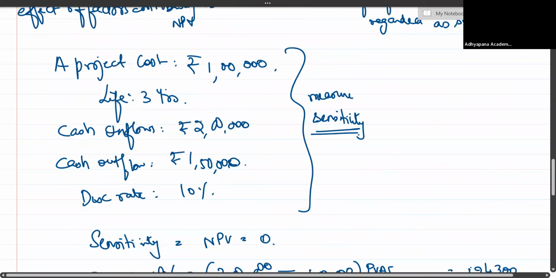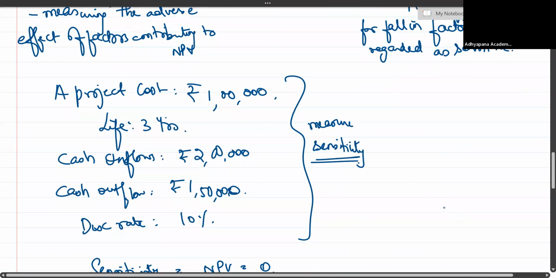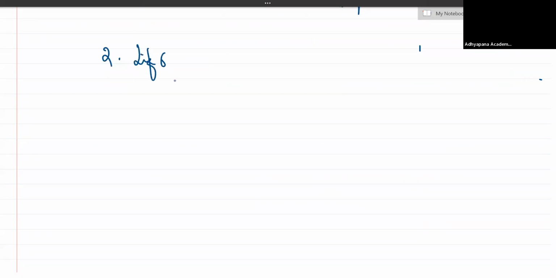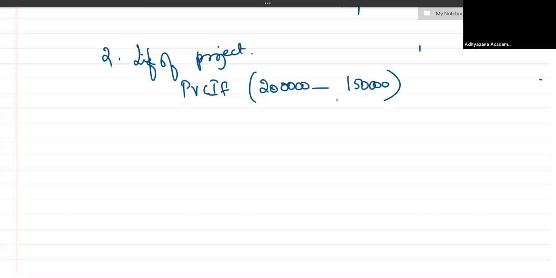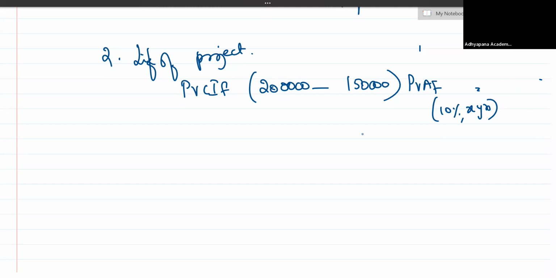So now coming to the sensitivity of, say, suppose the life of the project. Okay. Suppose if I'm going to take a sensitivity in the life of the project, the outflows also will remain the same only. If I'm going to measure sensitivity of life of project, I find the revised present value of cash inflows. What is this revised present value of cash inflows? It is 2 lakhs minus 1,50,000, which is inflows minus outflows, into present value annuity factor at 10% for X years. What is those years? We do not know. The present value of cash outflow is 1 lakh.